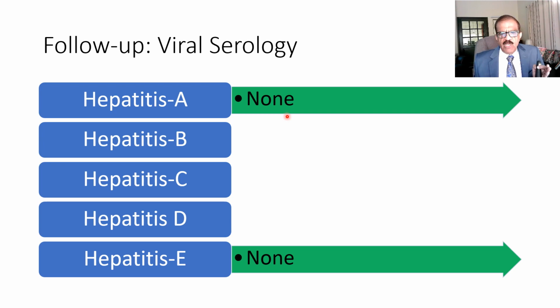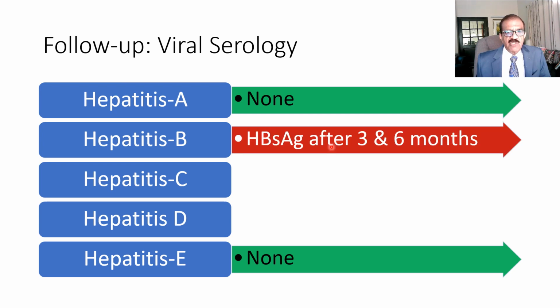Now, whether we need to repeat these tests: for hepatitis A and hepatitis E, we know that these two viruses do not cause chronic disease. We have seen some rare cases of chronic hepatitis E, but hepatitis E almost never causes chronic disease. So after the patient has completely recovered from the acute illness, we know that there is no virus, so we may not repeat these tests. But for hepatitis B, C, and D, we definitely need to follow them up and be sure that this virus has disappeared.